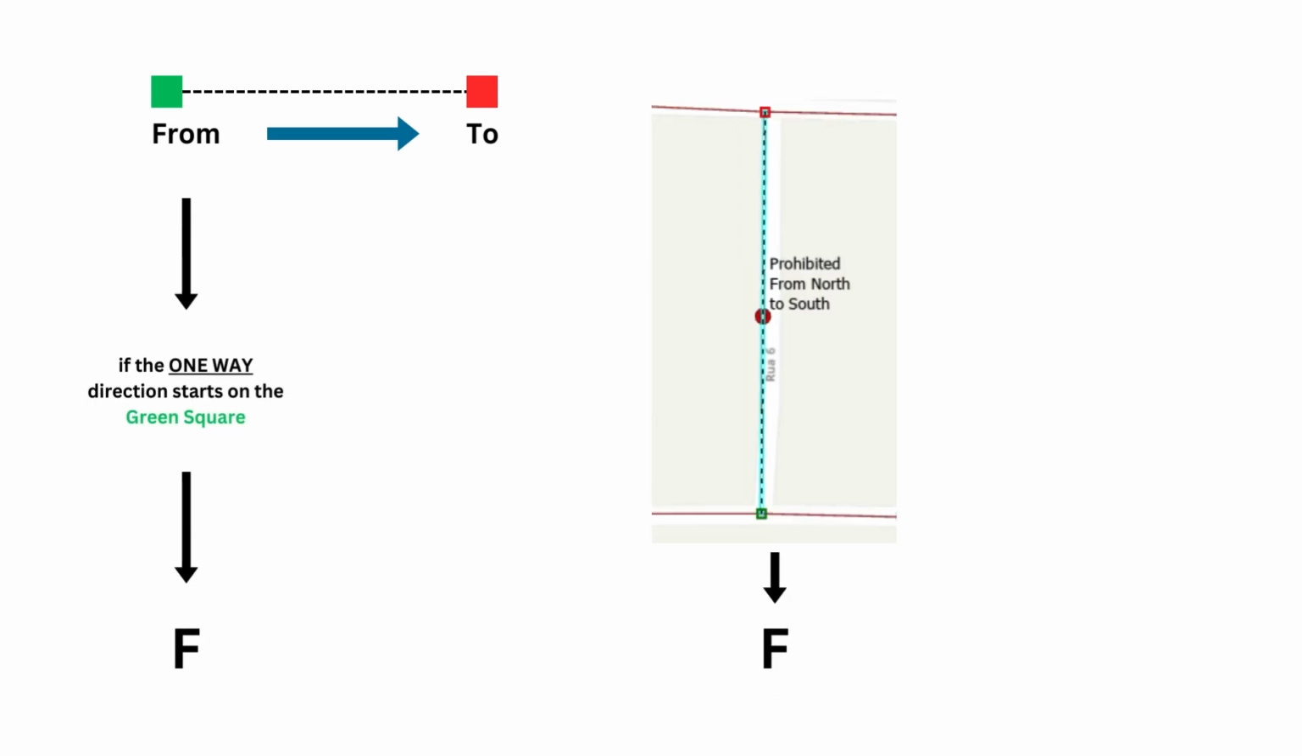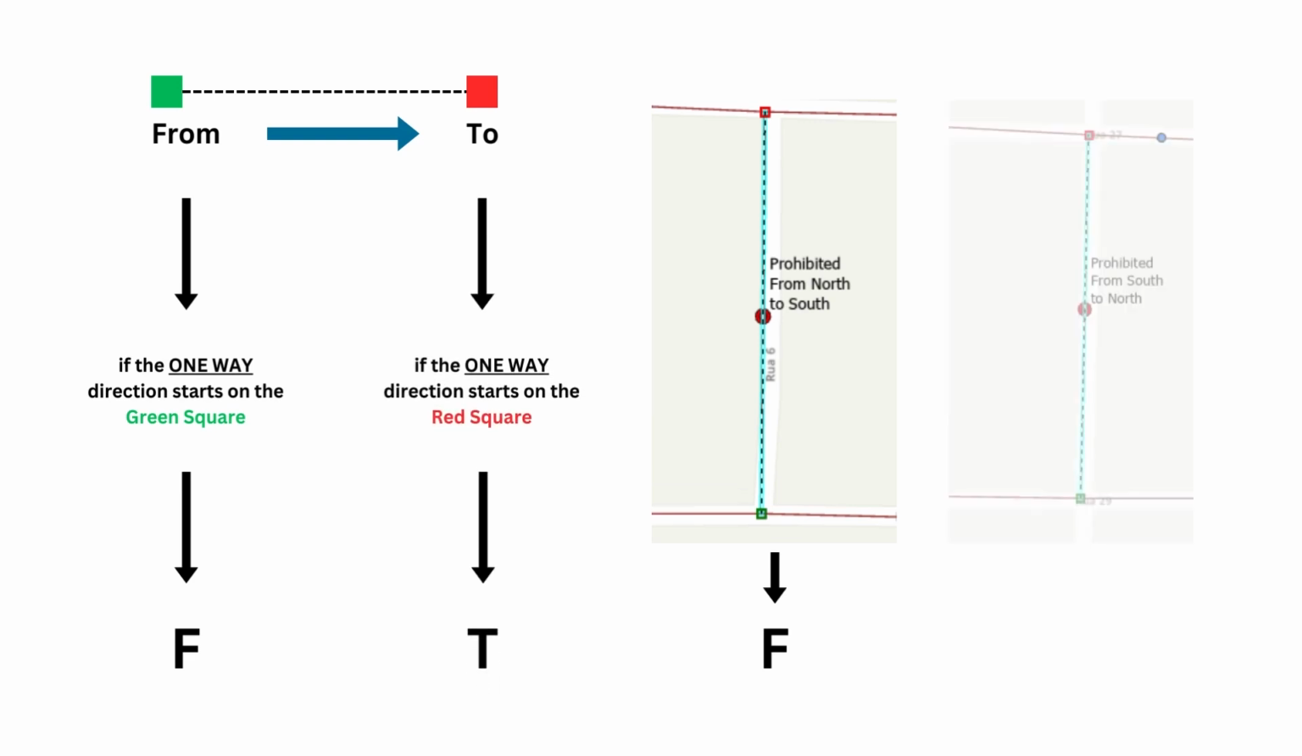When we draw a line in ArcGIS, we always start at the first vertex, which is colored green. When we close the line, we also end up at a vertex, but with the color red. In this example, we will call the green vertex from and the red vertex to, because we draw the line from the green vertex to the red vertex. So, when the direction of a one-way street begins in the green square, we assign the letter F, and when the direction of a one-way street begins in the red square, we assign the letter T.